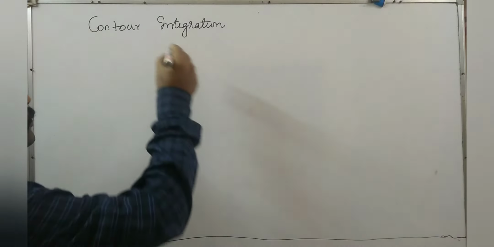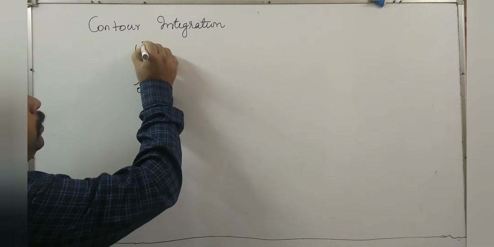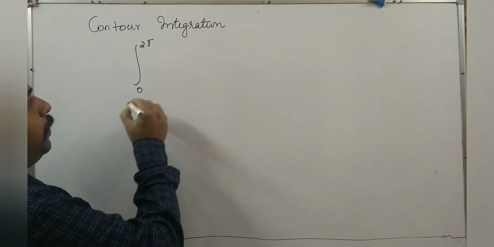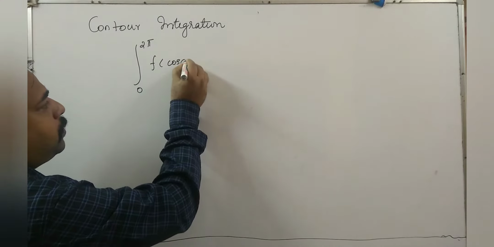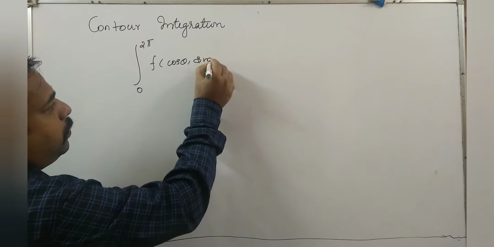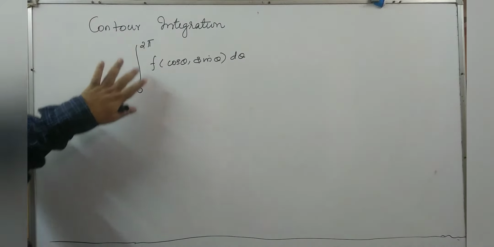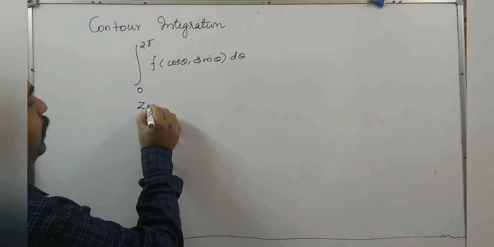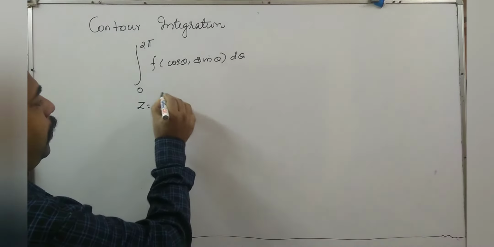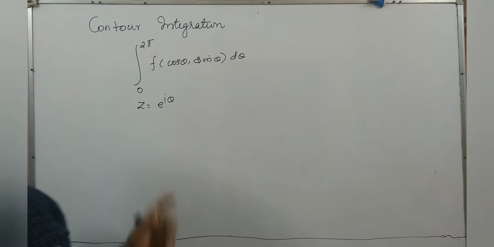Of the form, always the integral from 0 to 2 pi, where the function is f of cos theta or sin theta. So here the limit is 0 to 2 pi. So we can take z is equal to e raised to i theta. If you take z is equal to e raised to i theta, what is the modulus value?